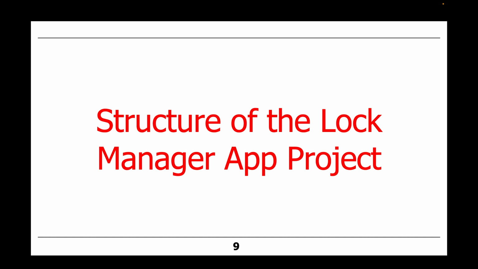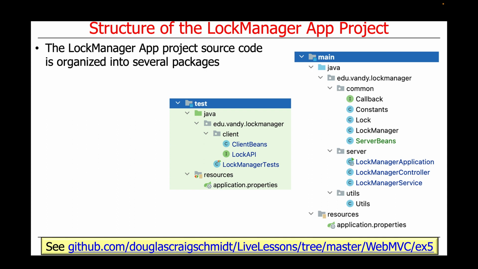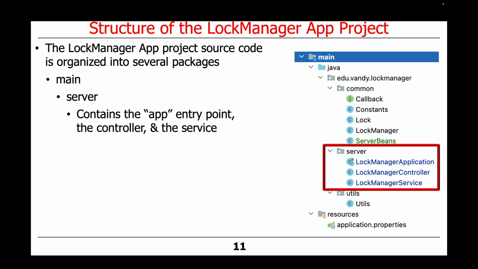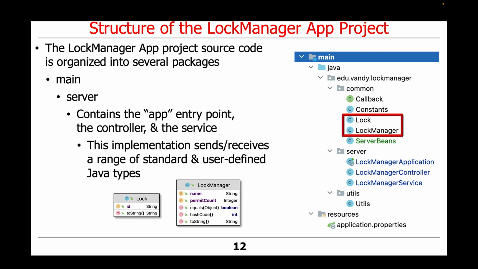So let's talk about the structure of the LockManager application project. This project's source code, as usual, is organized into several packages, one for the client, one for the server. On the server side, there's a folder called Server that contains the app entry point, the controller, and the service implementation. I probably should have called this microservice instead of server, but it doesn't really matter for the purposes of this discussion. As we mentioned before, the implementation of the controller sends and receives a range of standard and user-defined Java types, such as lock and LockManager, shown here.